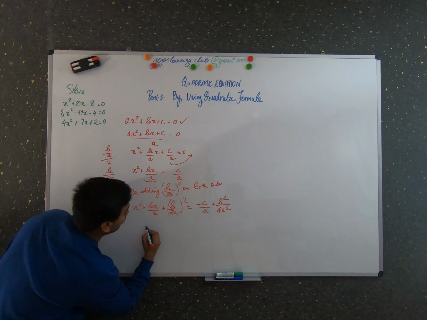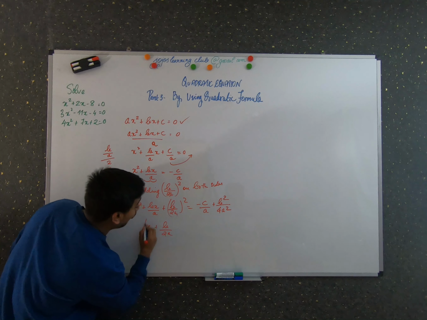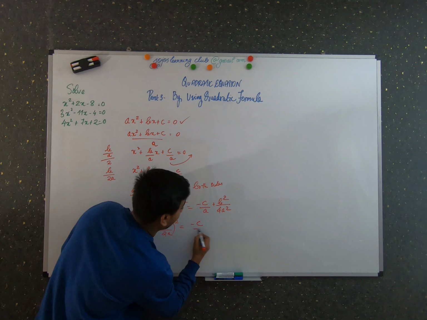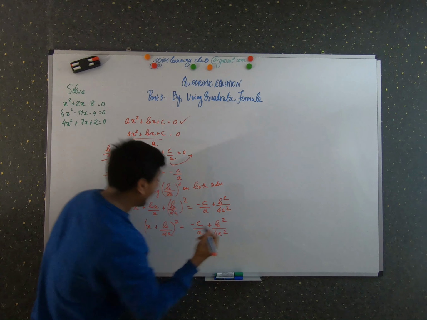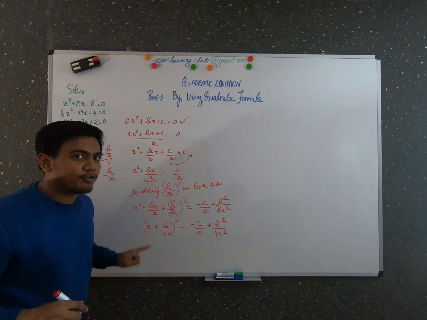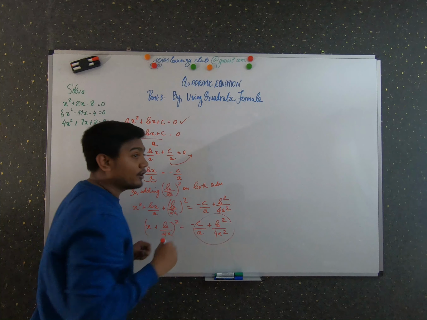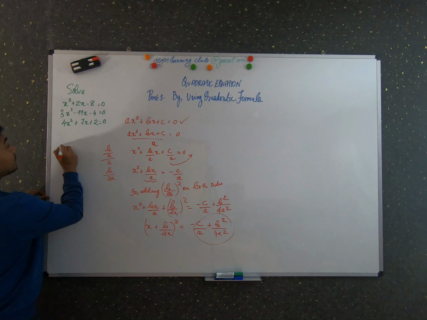So now what is the equation over here? x plus b by 2a the whole square is equal to minus c by a plus b square by 4a square. So now you have to find the roots, right? So for that, what do you have to take? You have to take the square root. Before that, I'm going to solve this part and make it into a simpler form.